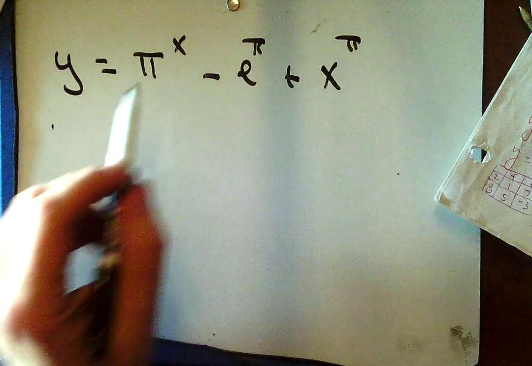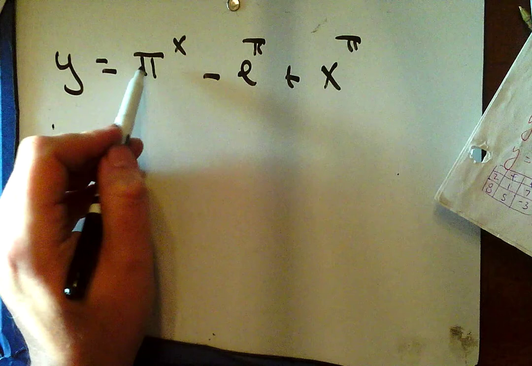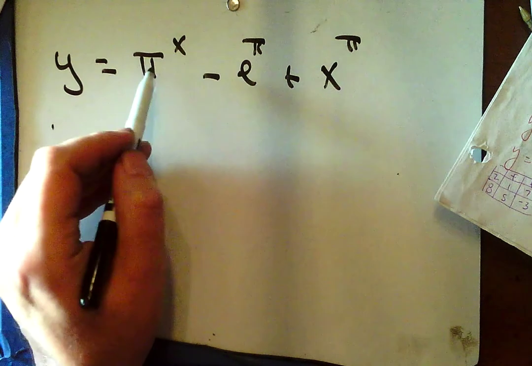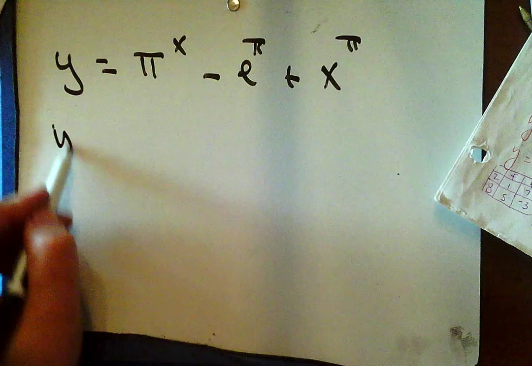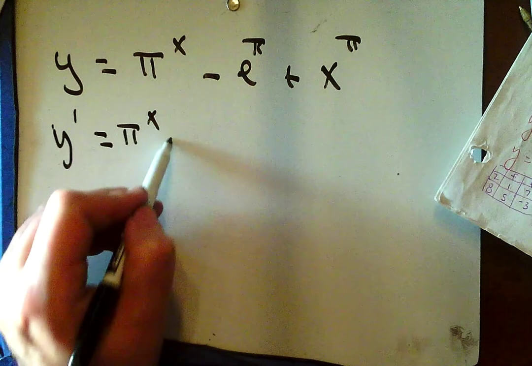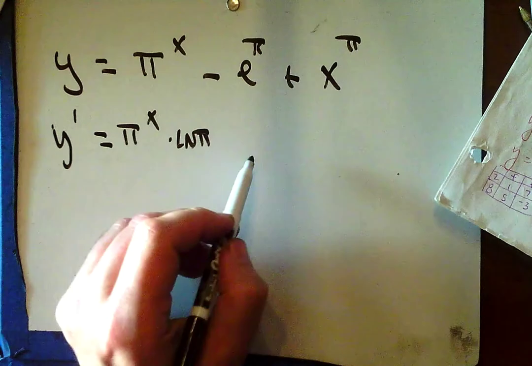Hey there. So this is a number, like seeing 2 to the x. This is an exponential, right? We've got a number raised to an x. So y prime is going to be the derivative of this, which will be itself times ln of pi.